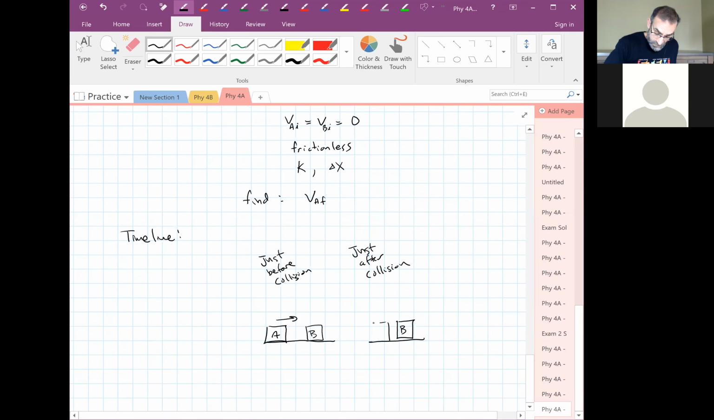Now B is attached to a spring, but we really don't care, because the spring hasn't had a chance to compress yet. This is just a split second after the collision. The spring really hasn't had any effect yet. So what am I missing? I need to figure out how fast A is going before the collision. So I have to look at what happened before.